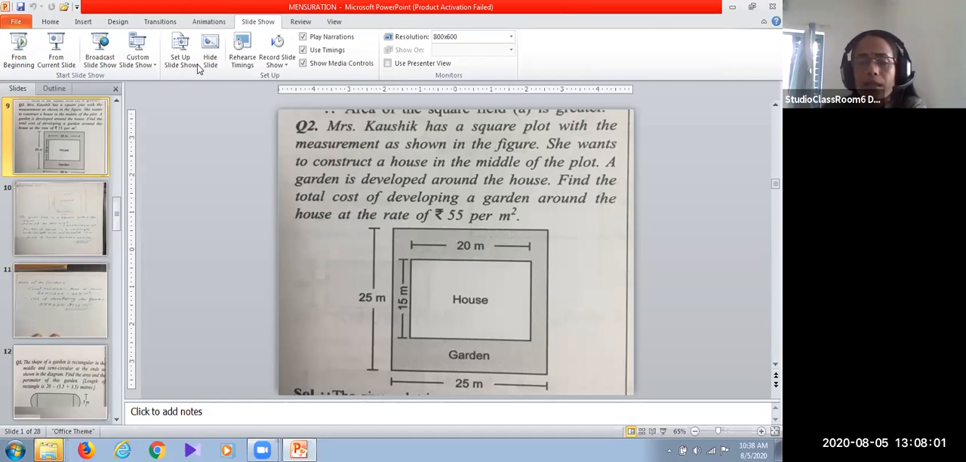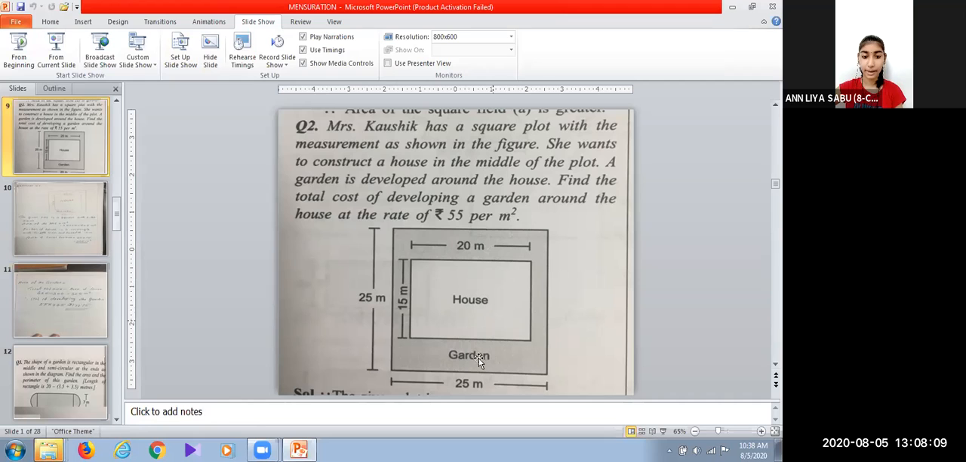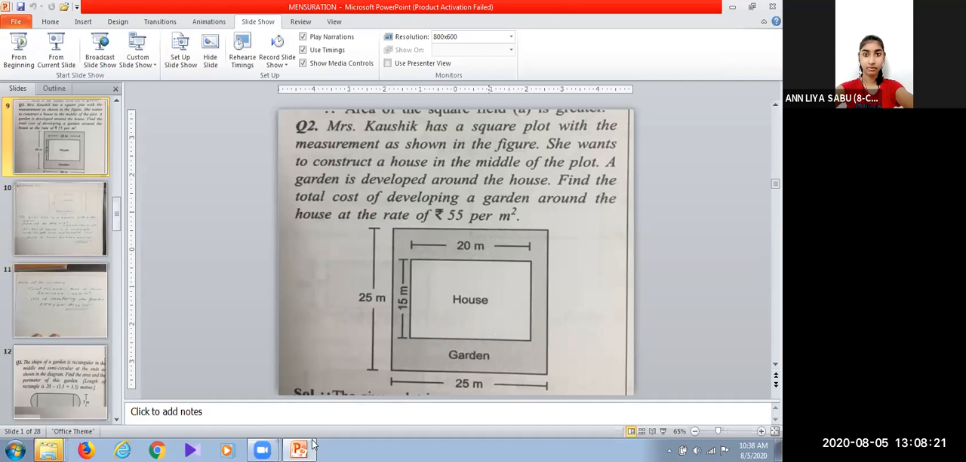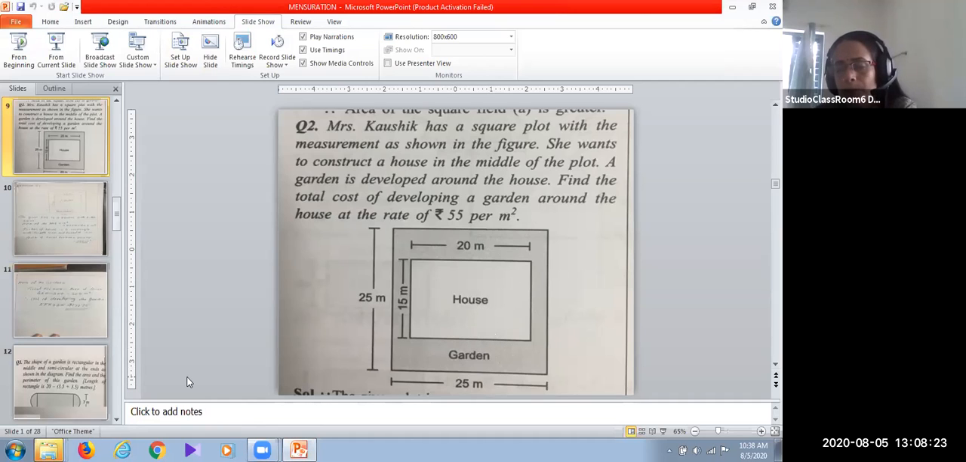Okay, and Leah, this question we have done last day, isn't it? And I asked you to write two times. Did you write? Yes, ma'am. So how did we do this question? In this question, they asked us to find the area of the garden. What is the method we used, Alia? How did we find that area?